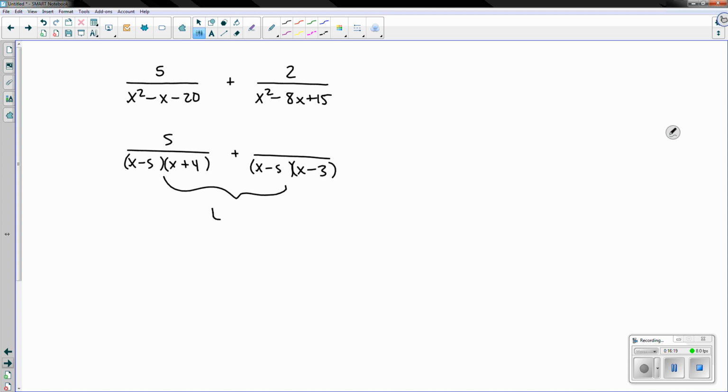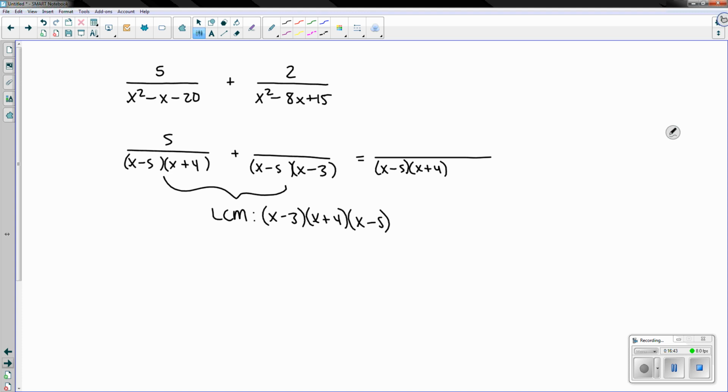So now we can identify a least common multiple between them. So shared and unshared. Well, what's not shared is x minus 3 is in one of them, but not the other. X plus 4 is in one of them, but not the other. And x minus 5 is shared, so take the one with the higher power. So there's your common denominator. So let's adjust accordingly. We're going to have x minus 5, x plus 4.